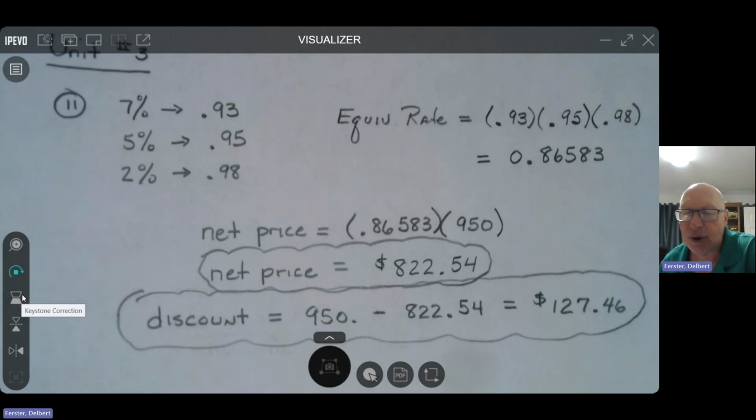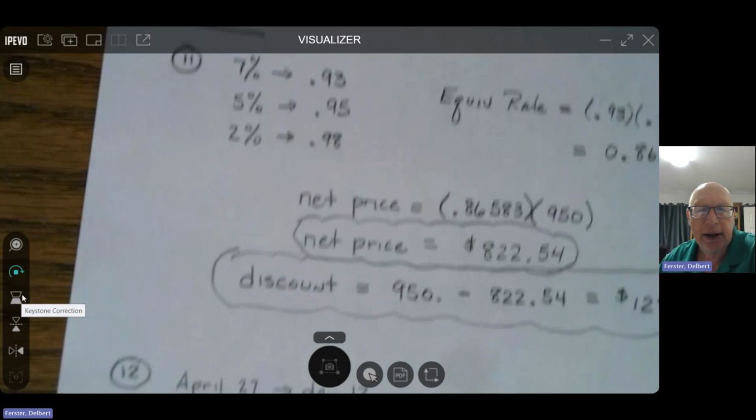And you will find that as a result of the chain discount, in this problem, we're saving $127.46. Not hard to do. Complements are a player. Don't round the equivalent rate. Use full screen display. 11's done and in the book.